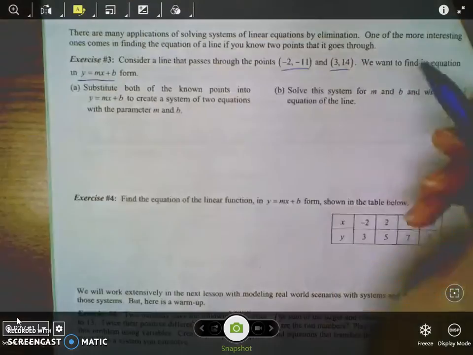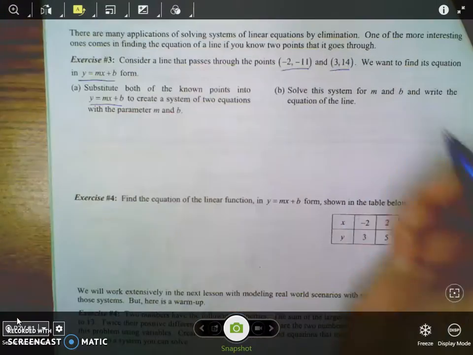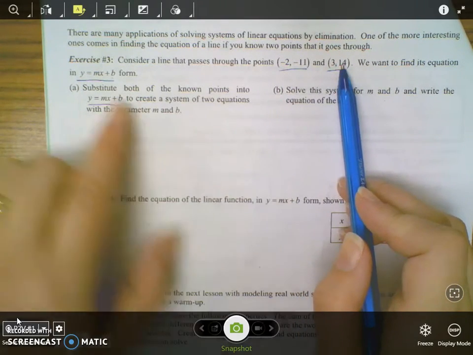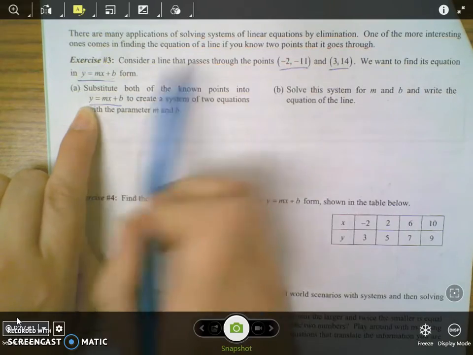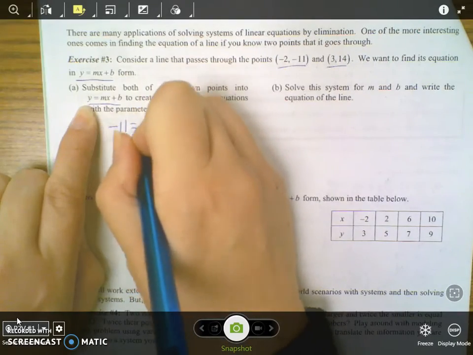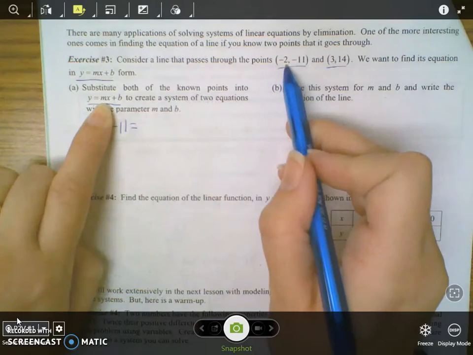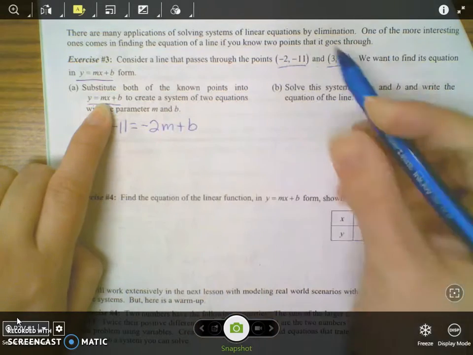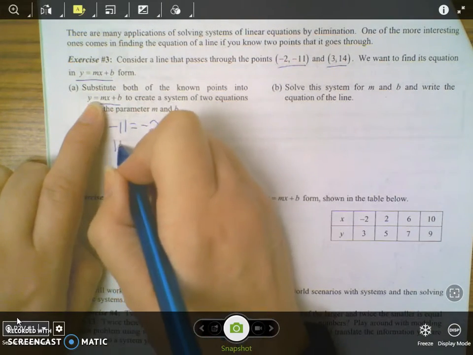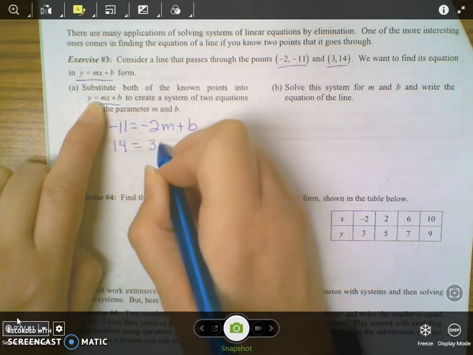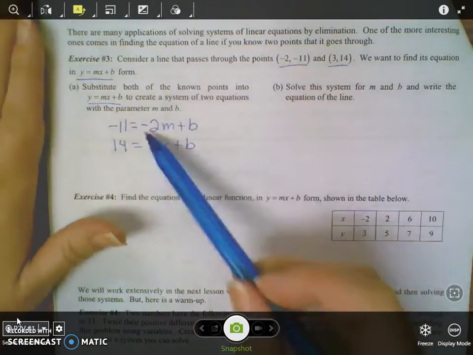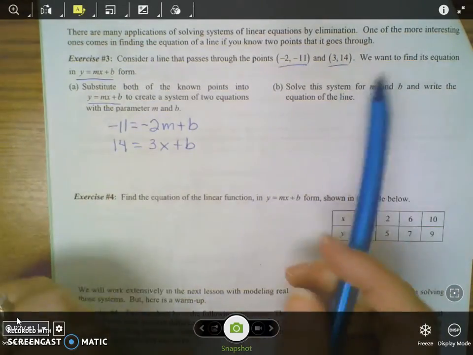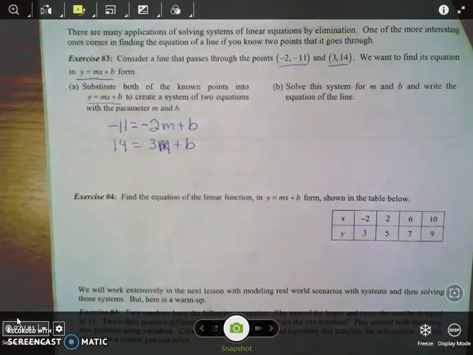That works great. But another way to do it is to use our y equals mx plus b formula and put our points in there to make a system of equations. So for example, on the first one, instead of y, I'm going to put negative 11 equals, and then m, we don't know what m is yet, but we do know that x in this case is negative 2. So we've got negative 2m plus b, and then we're going to do the same thing with our second point. So we've got 14 equals 3m plus b. And now we have a system of equations that we can solve in order to find our m and our b.